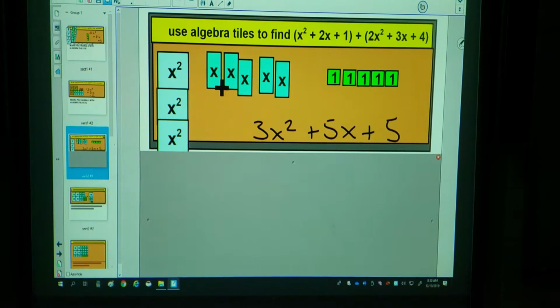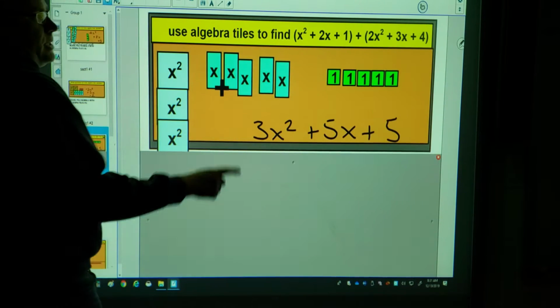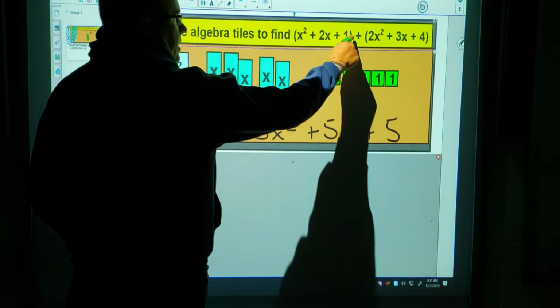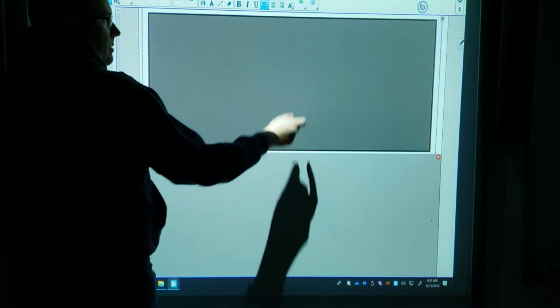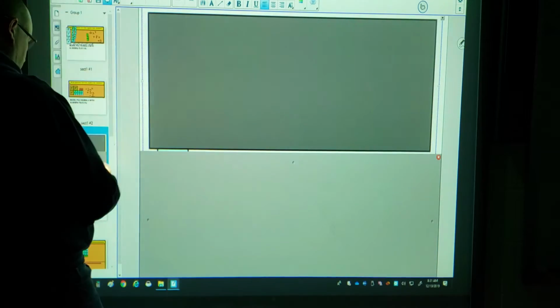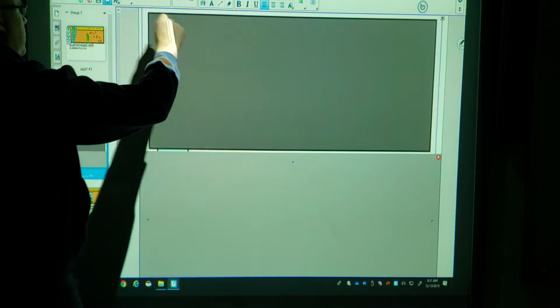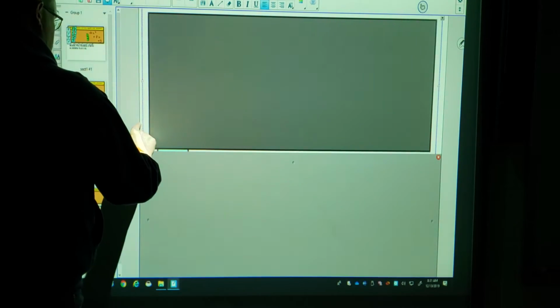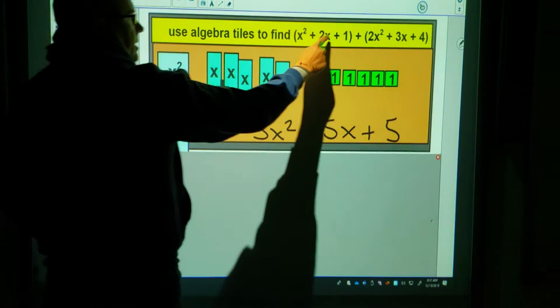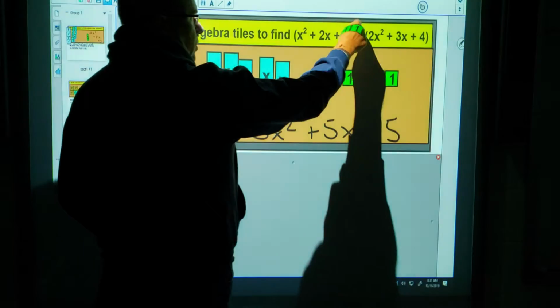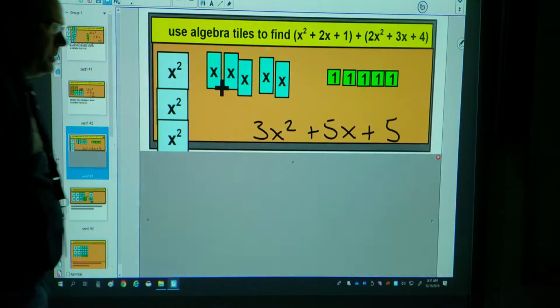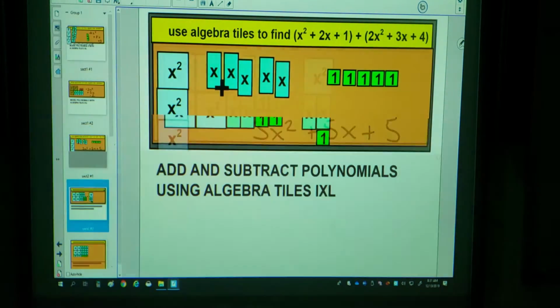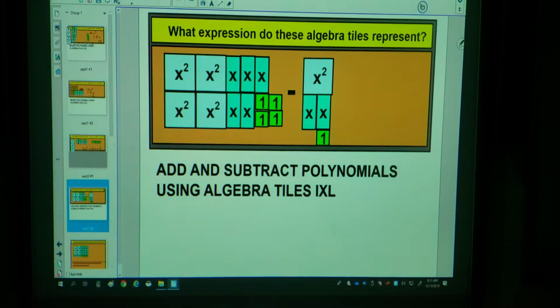So some people actually like to draw these as well to help them get a grasp of the conceptual idea before they do the real questions. If I am doing this by hand, notice 1x squared plus 2x squared gives me 3x squared. 2x plus 3x is 5x, and 1 plus positive 4 is positive 5. So you can do it the algebraic way as well. And this one's a subtract.